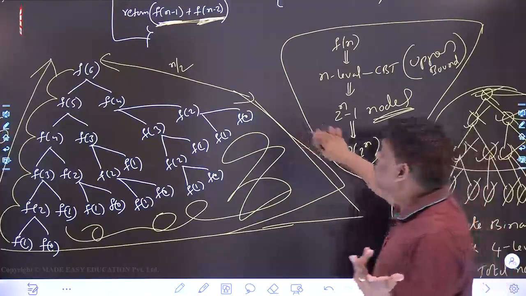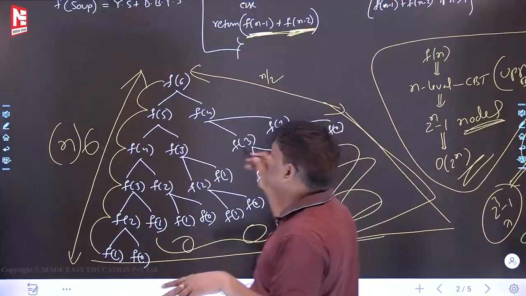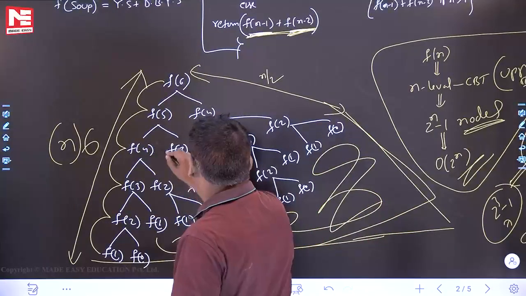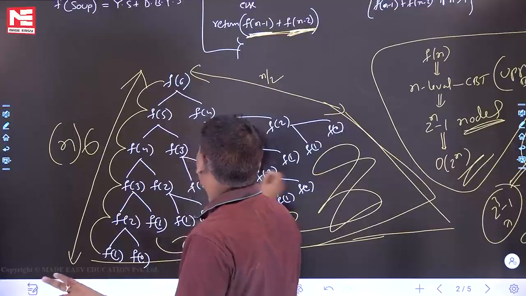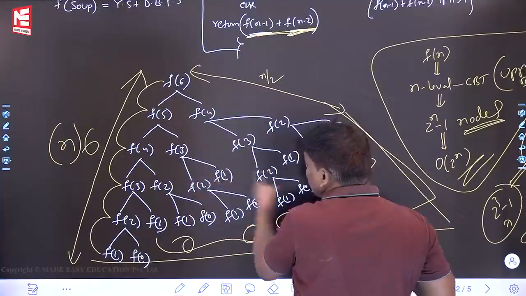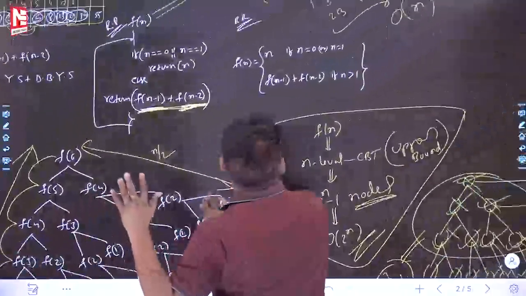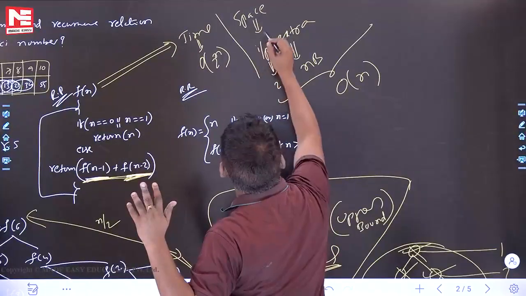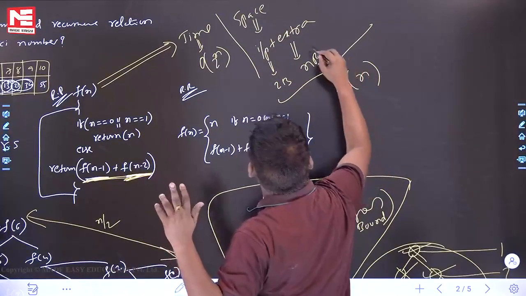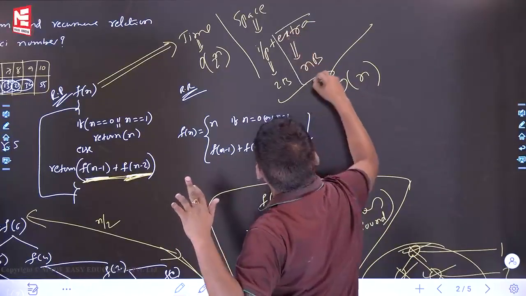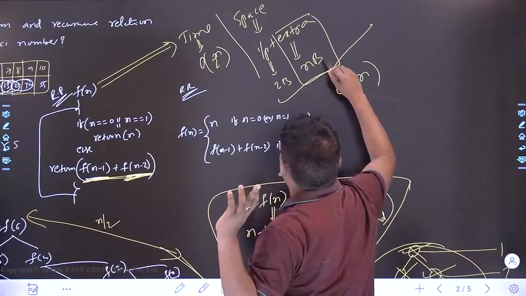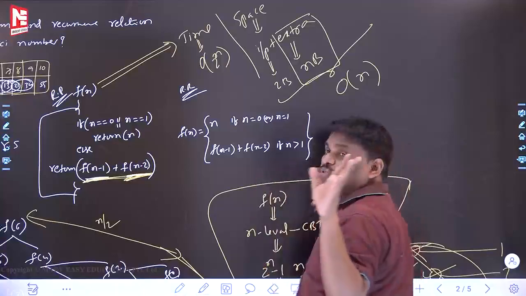Next, recursive program stack space is based on the number of levels, not the number of function calls. Please be careful. The number of function calls is 2 power n, but the number of levels is n. So time complexity is 2 power n, and space is going to be big O of n, because extra space is based on the number of levels; n levels are there. So this is the time and space.